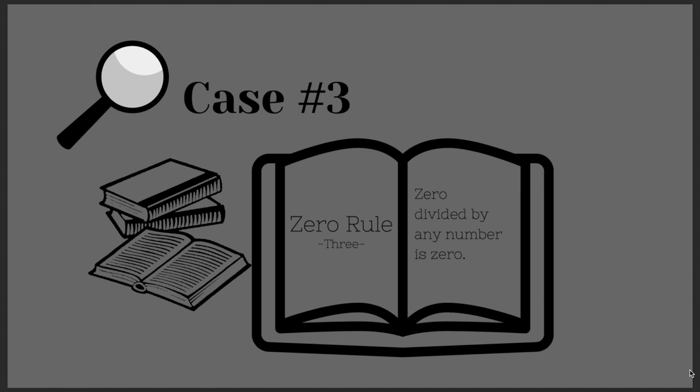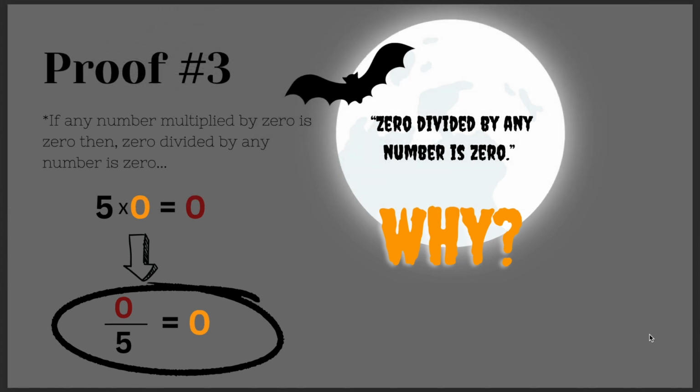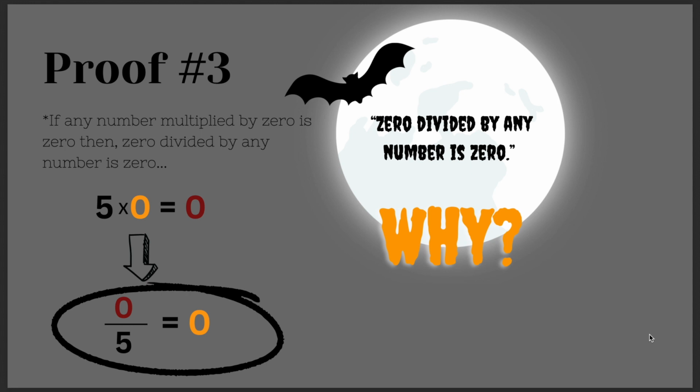For my last case, my third case, the third zero rule that we are going to be covering is 0 divided by any number is 0. We want to figure out why. Why is 0 divided by any number 0? This ties back into the second case, which is any number multiplied by 0 is 0. So if any number multiplied by 0 is 0, then 0 divided by any number is also 0.